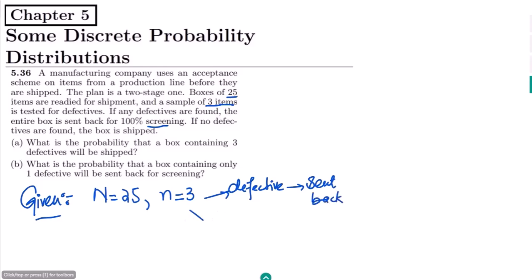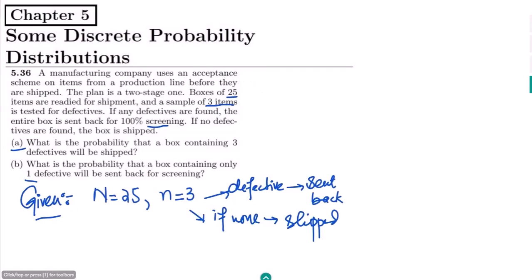Okay, also if none is defective, it will be shipped. So this is the entire statement. On the basis of it, part A of our question is, what is the probability that a box containing 3 defectives will be shipped? And in B, what is the probability that a box containing only 1 defective will be sent back for screening? Okay, so I think these statements are now clear.